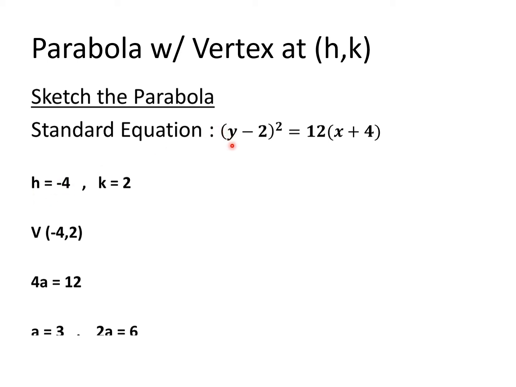And for y, the standard form is y minus k and this is y minus 2, therefore our k is equal to 2. Since our h is negative 4 and k is 2, that gives us the coordinates of our vertex, which is negative 4, 2. Negative 4, 2 is located in the second quadrant. This time, the 12 is our 4a. So 4a equals 12. That means our a is equal to 3 and our 2a is equal to 6.